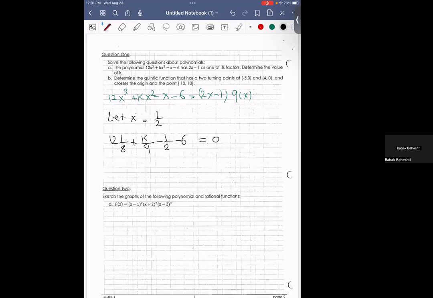Now for part B, you're looking for a quintic, which means a polynomial of degree 5. So p(x) is equal to a times x, because it crosses the origin. And then you have 2 turning points at (-5, 0) and (4, 0). So you have (x plus 5) squared, (x minus 4) squared. This type of question, we've never done it in this style.